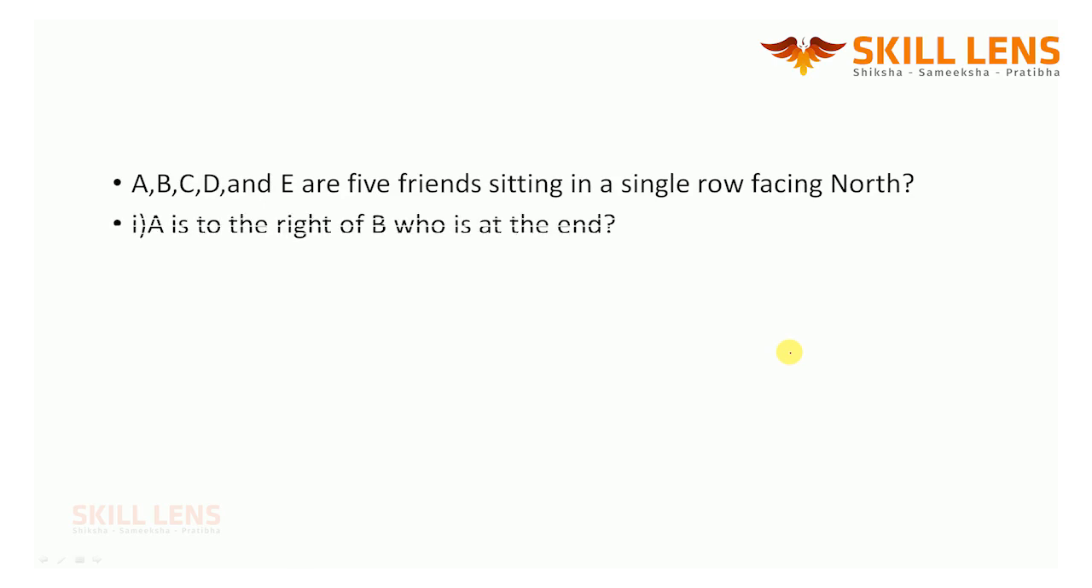If I ask you question number 1: A is to the right of B, who is at the end? How many persons are there? 5. So let's take 5 positions: 1, 2, 3, 4, 5. Among these 5, A and B sit anywhere. According to the condition, we have to place them. We know everybody is facing what? North. A is to the right of B, who is at the end.